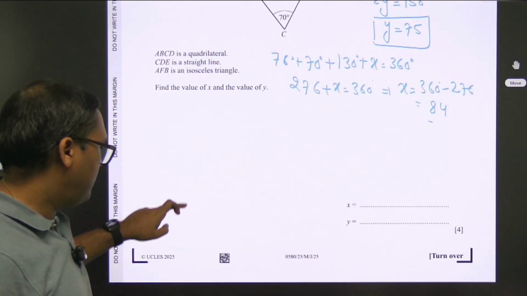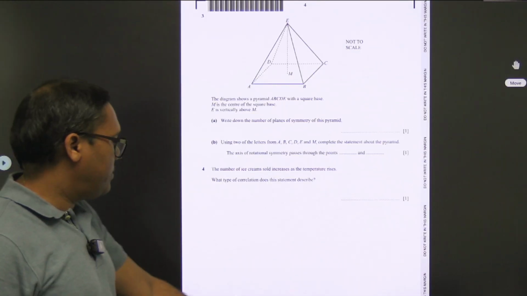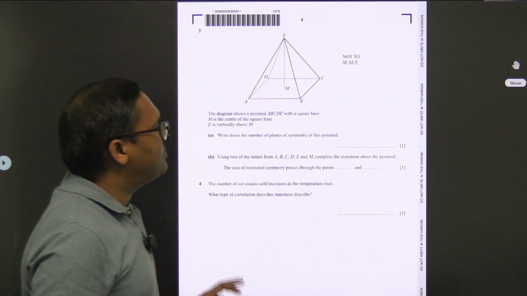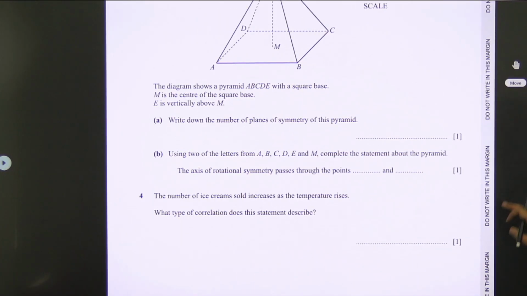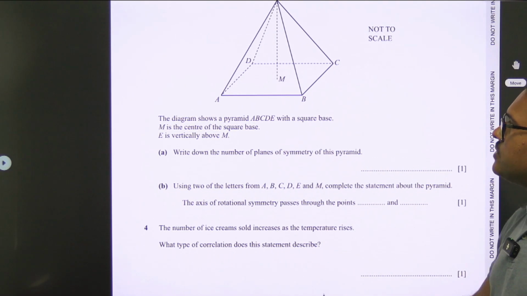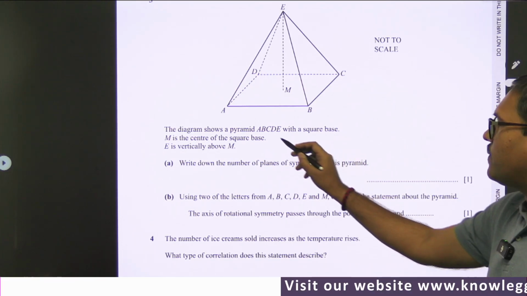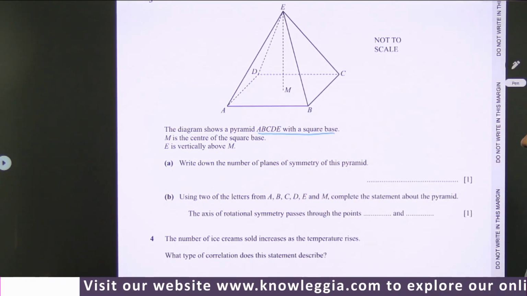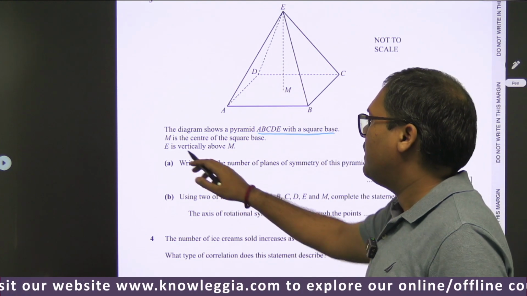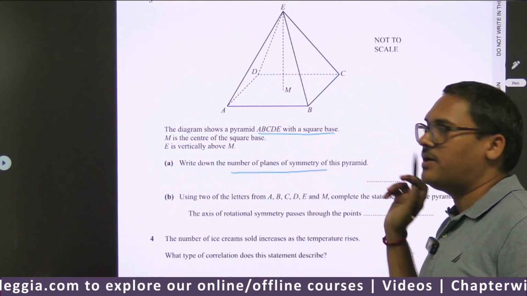The next question is on three dimensions. The diagram shows a pyramid with base ABCD, which is a square base. M is the center, and E is vertically above. Write down the number of planes of symmetry of this pyramid.